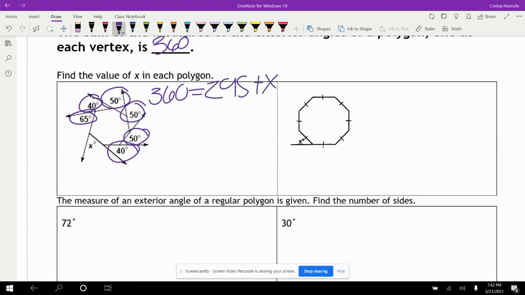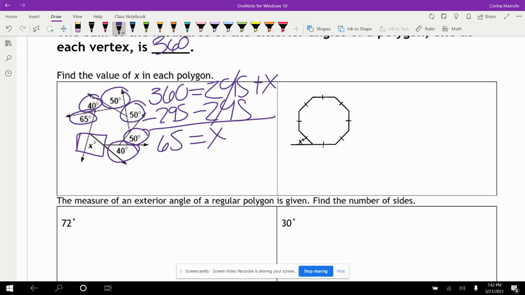Okay, plus the x also. We still have to add this x here, but it just doesn't have anything to combine with. So in that case, I'm going to go ahead and solve for x by subtracting the 295. This cancels, so 360 minus 295 equals 65 equals x. And that's it, so 65 degrees.